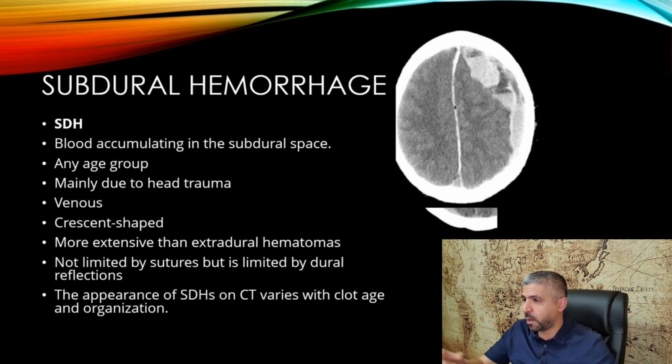Now, if you look at this collection here, you can see it's again not limited by a suture, it's crescentic in shape, it's extensive. What's different from the previous one, it has variable density. You can see dense here, hypodense here, because it's an older hematoma, so the blood is starting to separate into clot and serum, and sometimes even a laceration in the arachnoid matter will result in CSF passing into the hematoma. It will be heterogeneous density.